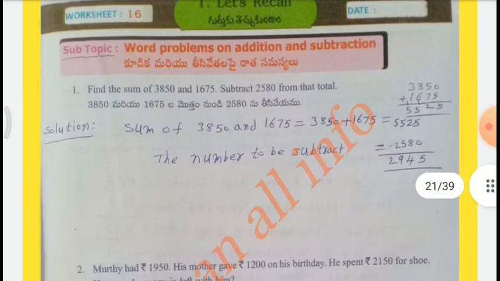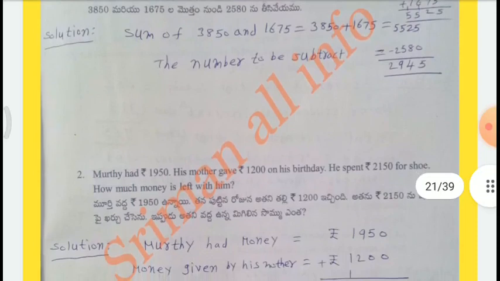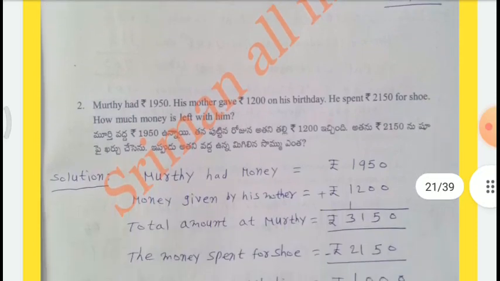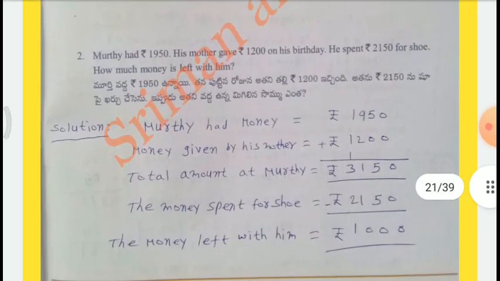Worksheet 16. Find the sum of 3850 and 1675. Subtract 2580 from that total. Solution. Sum of 3850 and 1675, we get 5525. The number to be subtracted, 2580, we get 2945.